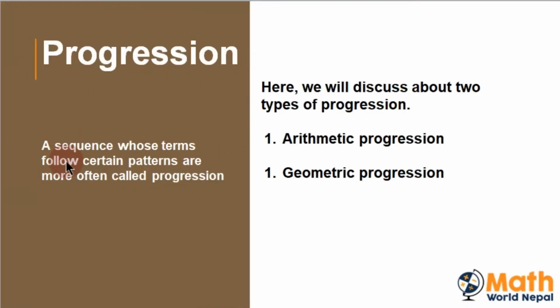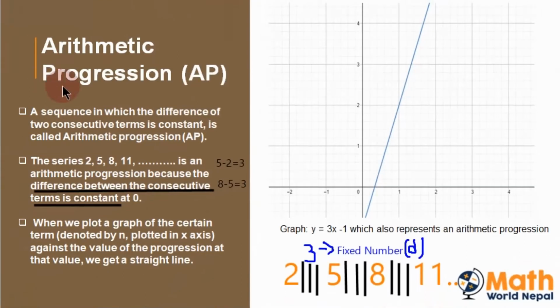Progression. A progression is a list of numbers or items that exhibit a particular pattern. In this lecture, we'll discuss briefly two types of progression: arithmetic progression and geometric progression. Arithmetic progression. An arithmetic progression is a sequence of numbers in which each successive term is obtained by adding a fixed number to the preceding term.